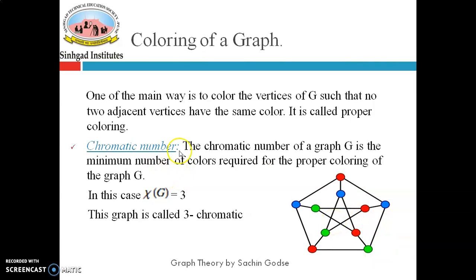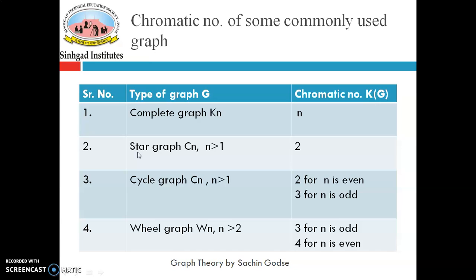So what exactly is the chromatic number? The chromatic number of graph G is the minimum number of colors required for the proper coloring of the graph G. That is called the chromatic number.